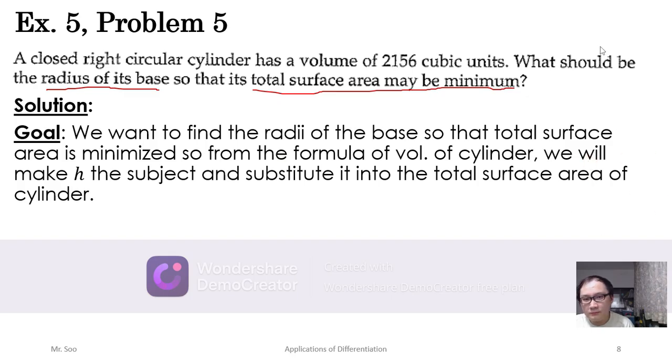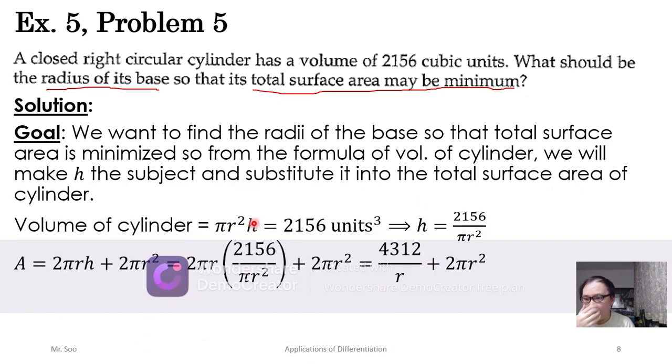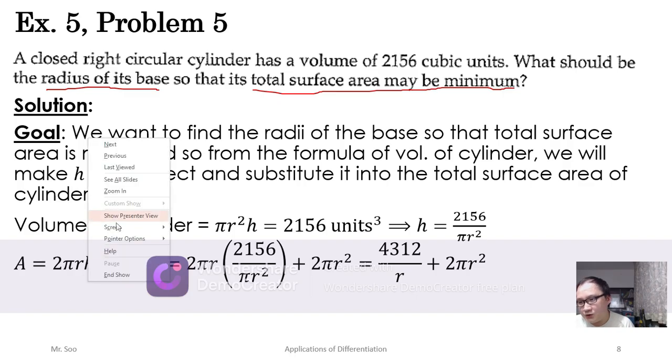So that is the second part of the statement. We will make h the subject and substitute it into the total surface area of the cylinder. First recall that the volume of the cylinder is given as pi r squared h. Then you make h the subject, so your h is in terms of r. You divide pi r squared on both sides and get this expression. Recall the surface area of a cylinder is given by 2 pi r h plus 2 pi r squared.